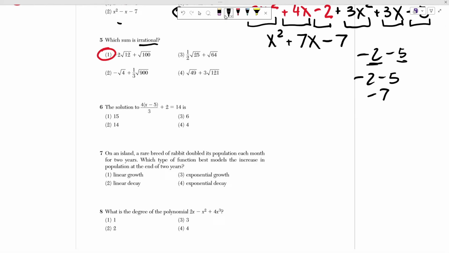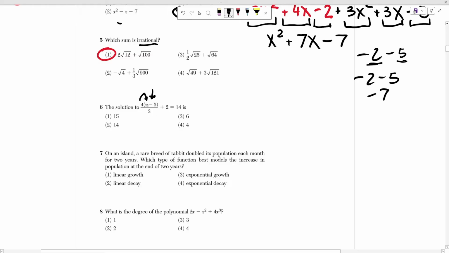Number 6 says the solution to 4 times (x minus 5) divided by 3, plus 2, is equal to 14 is what? Well, remember our PEMDAS rule, right? I need to do parentheses first in order to do this. But I cannot subtract x minus 5. I can't subtract 5 from x because I don't know what x is. So I need to somehow magically bust open this parenthesis. How do I do that?